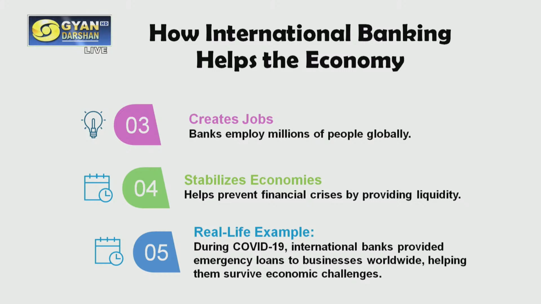And the fourth important thing is that they help in stabilizing the economy. How do they help in stabilizing the economy? They help prevent financial crisis by providing liquidity. Friends, you might know that one of the most important jobs of a bank is to provide funds. They help in fulfilling the liquidity requirement, so it ultimately leads to stabilizing the economy.